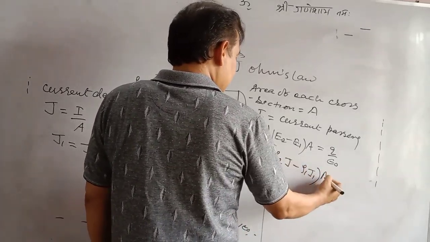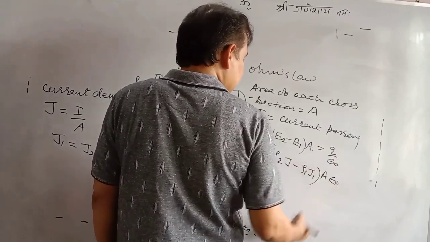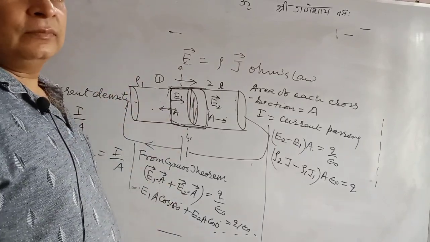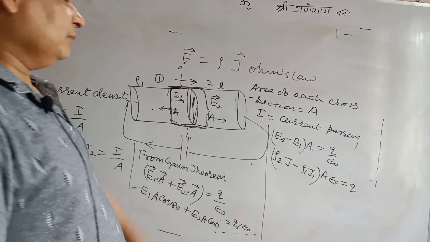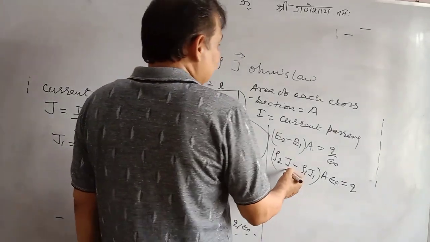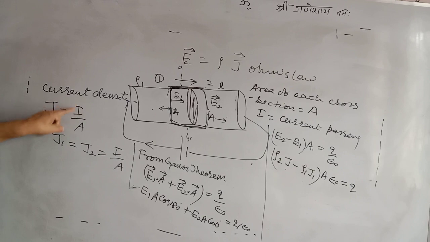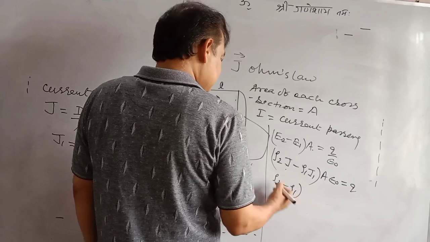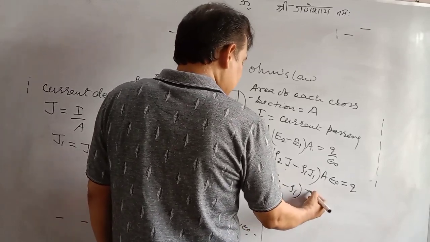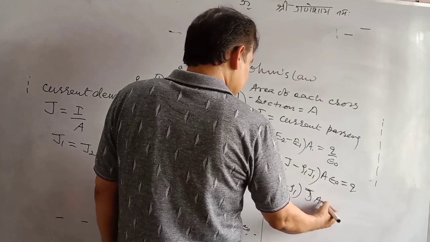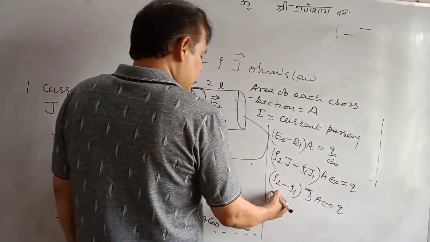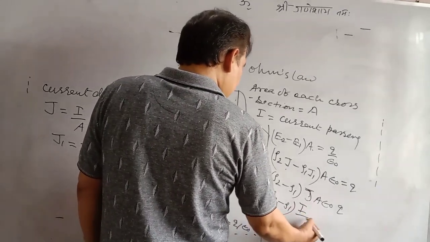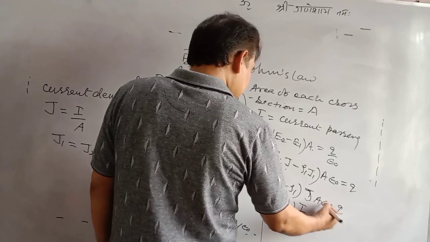This epsilon naught will be put here. Q is the required charge at this boundary, the junction of these two cylinders. What about J? J is I by A. So we can write ρ2 minus ρ1, J should be also taken common, A epsilon naught Q. J is current I upon area A, into A epsilon naught is Q.